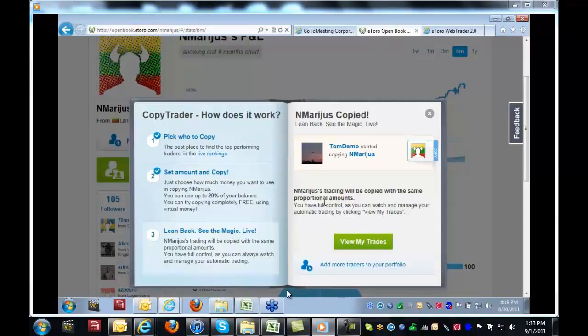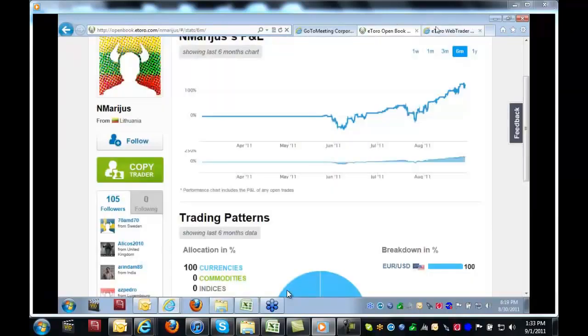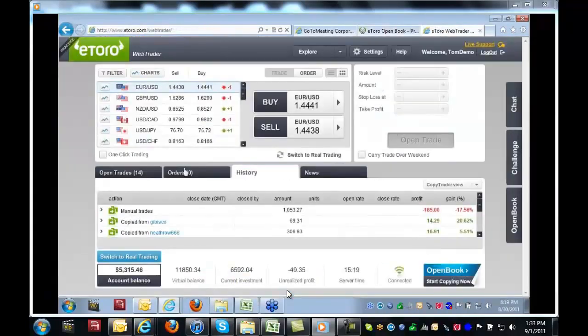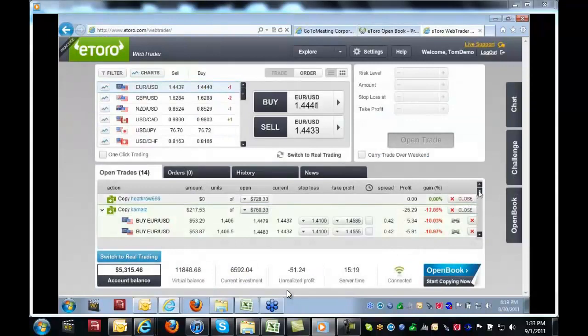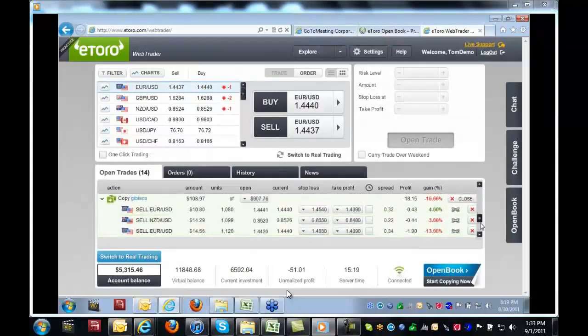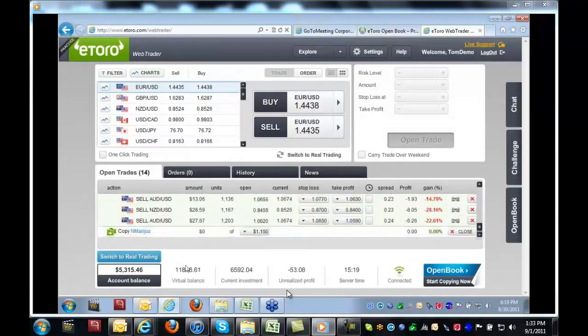So how can we best utilize this copy trader mechanism? Let's go to the web trader, which is where I have all my trades. All right, now you see some trades in red here, but I'm not worried, and you're going to see in a second why. There you go, Copy and Marius. I have $1,150 ready for him. Right now, he hasn't opened any positions. When he does, I will do the same with the same proportional amounts.